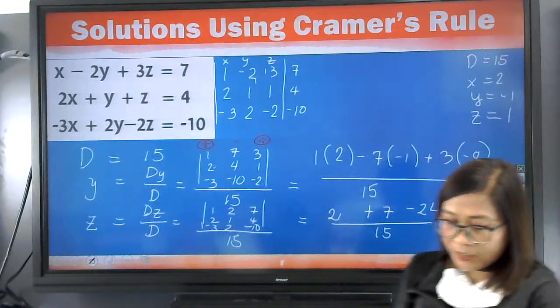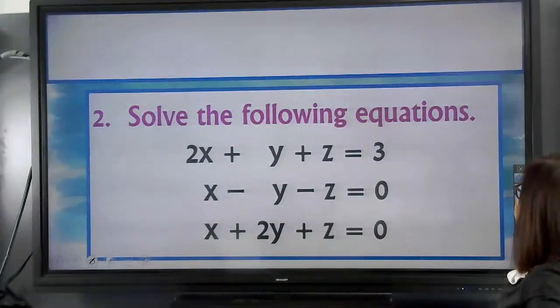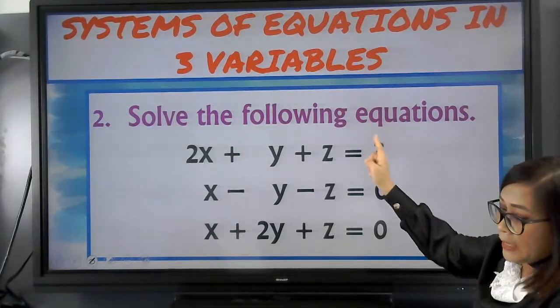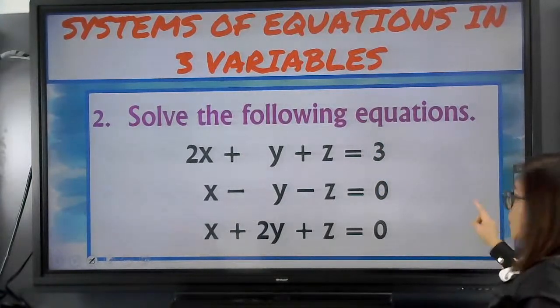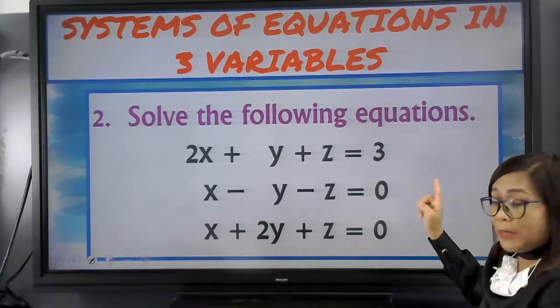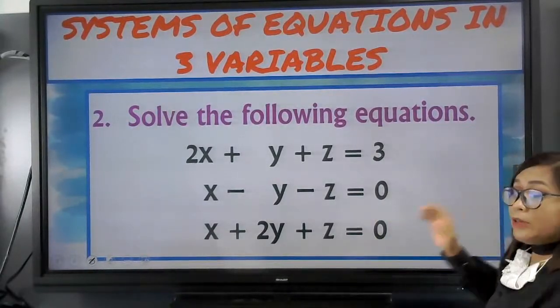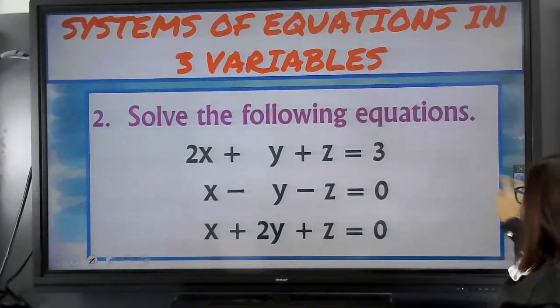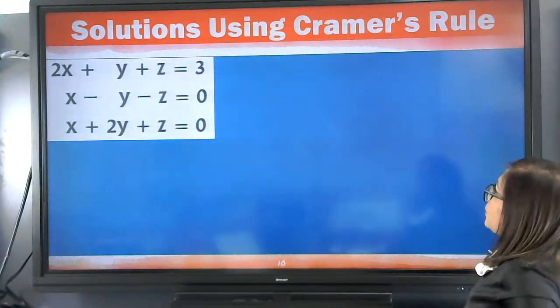We don't have enough time, so let's look first at number 2. Can you do this using Cramer's rule? So we do this fast. If you have comments, just write your comments below. I will read them later. So this is it using Cramer's rule. So how do you do this? Anyone who can answer will receive points.